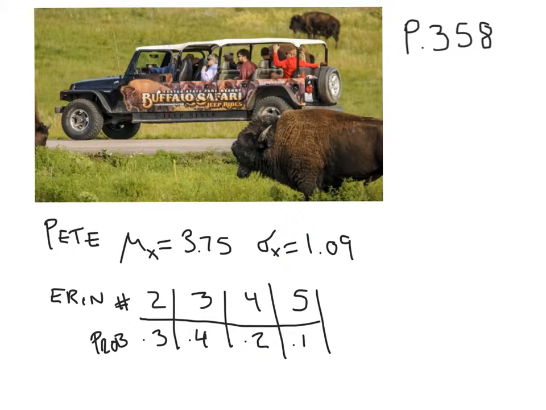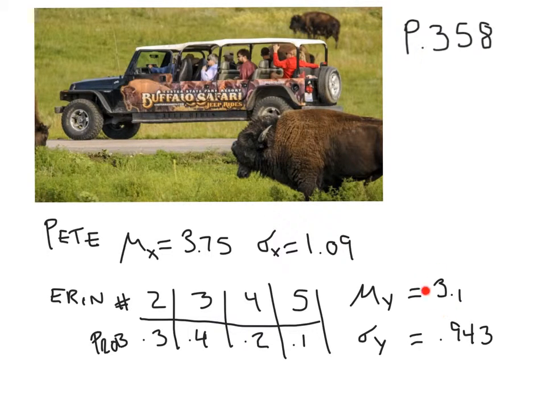So here's the data for Erin. Anywhere between 2 and 5 passengers, and below are the probabilities that she will sell the tickets for those seats. Now, you could put those into list 1 and list 2, go to calculate one variable statistics, and figure out what the mean and standard deviation are. If you want to try that, you can stop the video right now, give it a shot, and I'm going to put down the answers in 3, 2, 1. There they are.